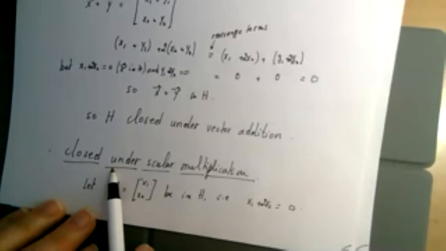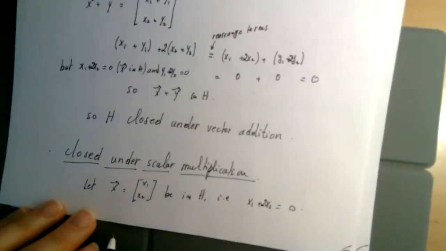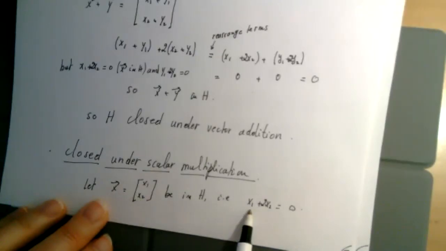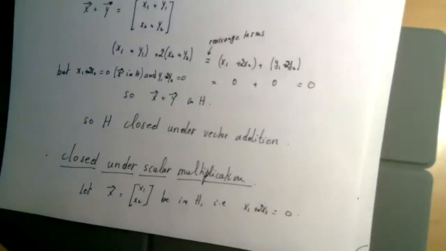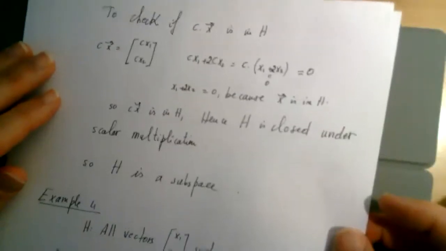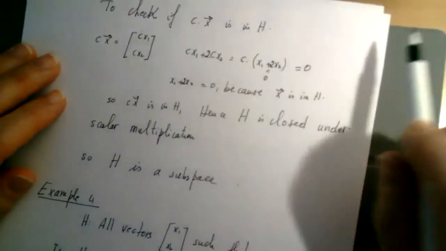Now again, closed under scalar multiplication. I start with an arbitrary vector in H. So what does it mean to be in H? It means I start with a vector that satisfies first component plus 2 times the second component equal to 0. And then I check, I multiply my vector by a scalar and ask myself, is my new vector also in H?